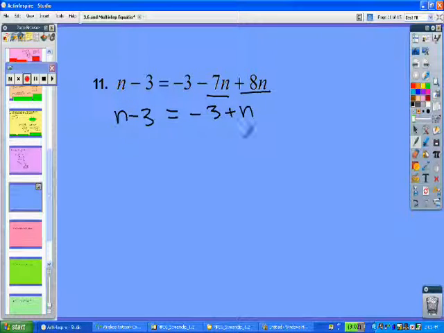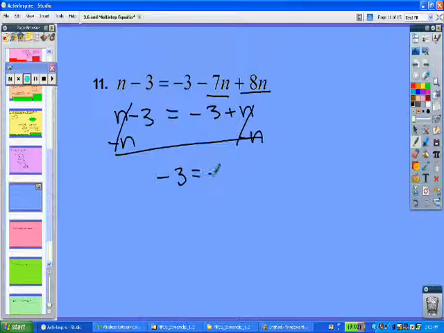I need the n's to be on the same side, so I'm going to subtract n from both sides. If you notice, they cancel out here and here, so I'm left with negative 3 equals negative 3. Remember, that is all real numbers are solutions for n, so I would say identity.